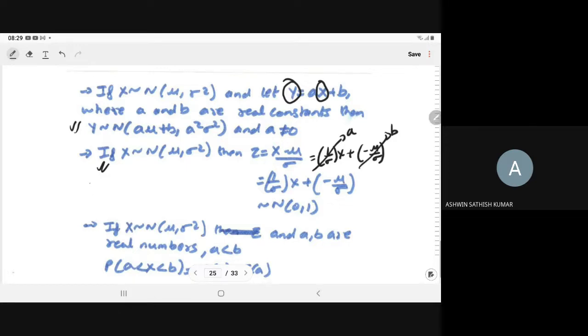It means z follows the normal distribution with mean a mu plus b, so that will give you 0, and variance a square sigma square, that will give you 1. So z follows the standard normal distribution with parameters 0 and 1.